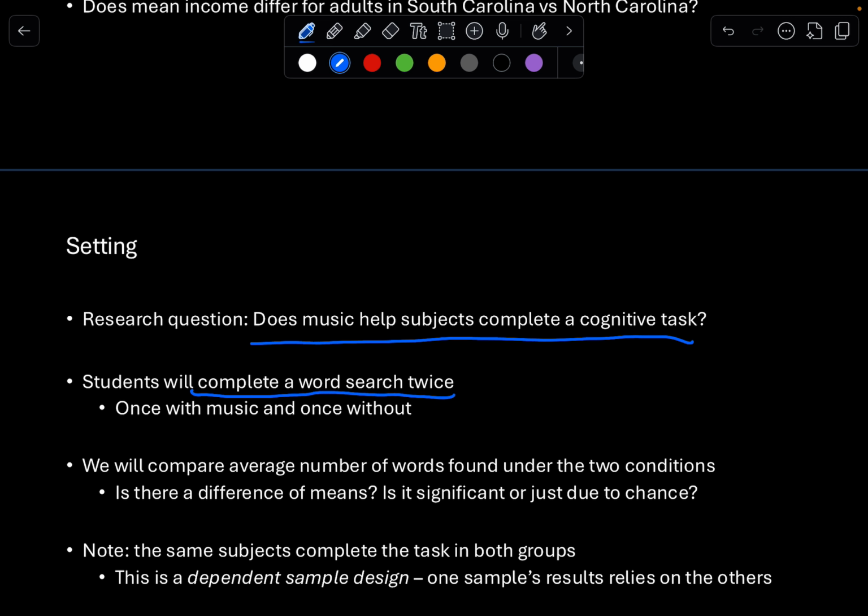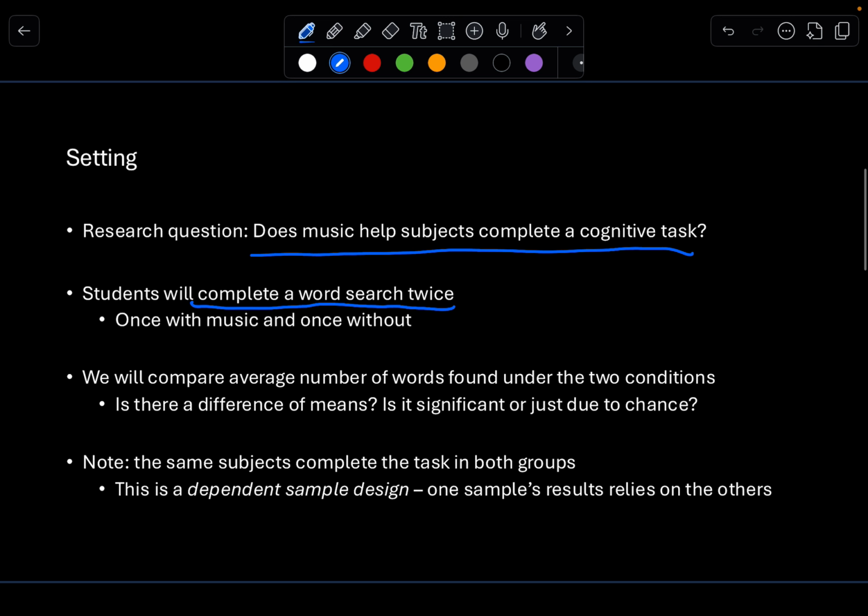Each student is going to do two different word searches. You're going to do a word search with music playing in the background and also without music. We want to see if there is a significant difference between words found in those two settings. The average number of words found, is that different for the music group versus the silent group? Now, each student will be paired with themselves, so we're going to compare the number of words that you found without music and with music.